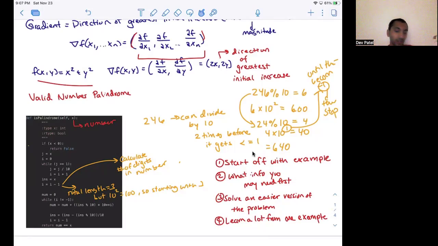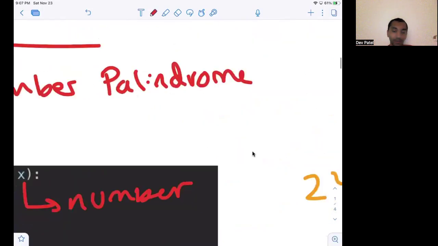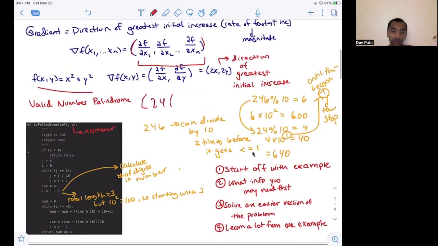So the entire question is we have a number, let's say 246. We want to see if this is a valid palindrome. So if we reverse this integer, does it equal itself? And if it's negative, that is not a valid palindrome, so if it's negative, we automatically return false. So if it's 246, how can we determine that it's a valid palindrome?